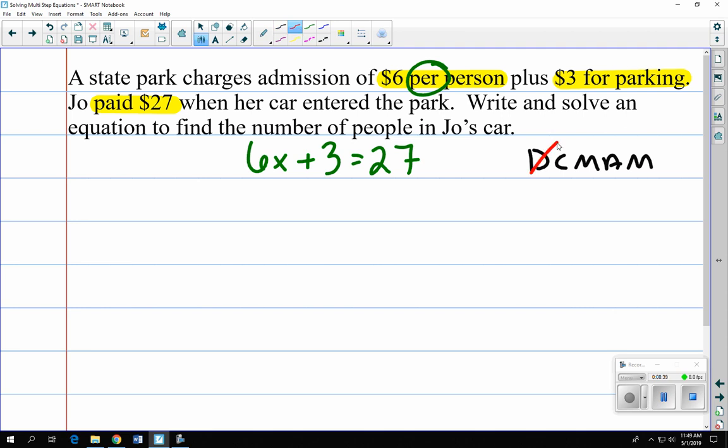I don't have to distribute. I don't have to combine like terms. I do have to move to isolate, and I'm going to subtract 3. I have 6x is equal to 24. My variable is isolated on itself.